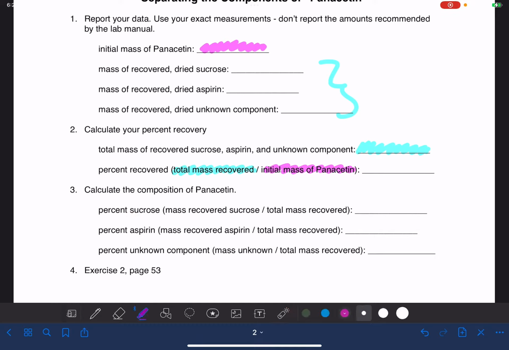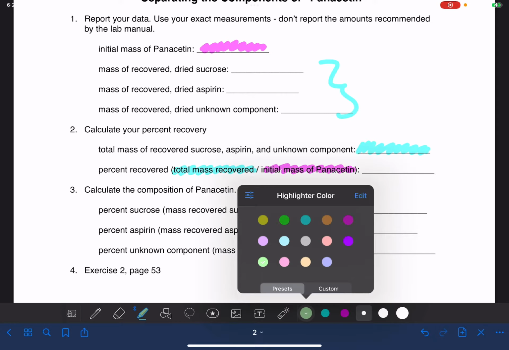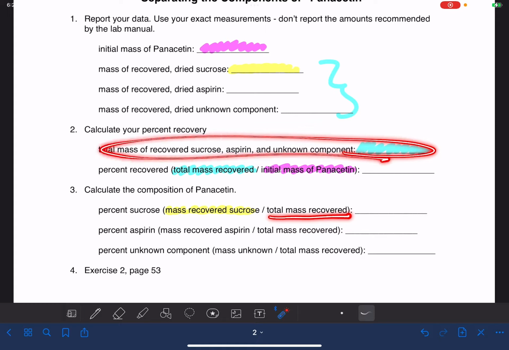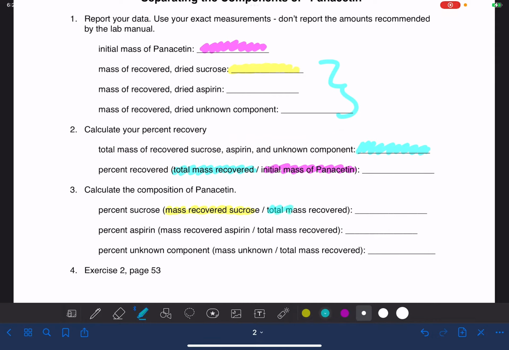For this calculation, you are going to get the mass of the recovered sucrose. That's this number right here. So the amount of sucrose that you recovered, and you'll divide that by the total mass of the stuff that you recovered, this number right here. Trying to use some color coding, and multiply that by 100 again because it's supposed to be a percent.